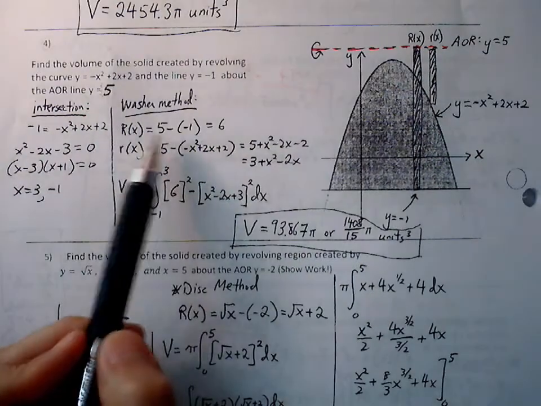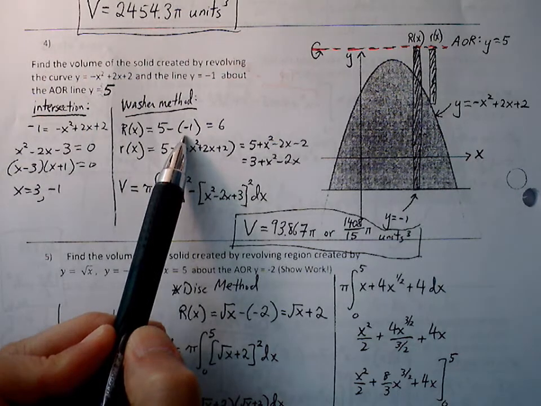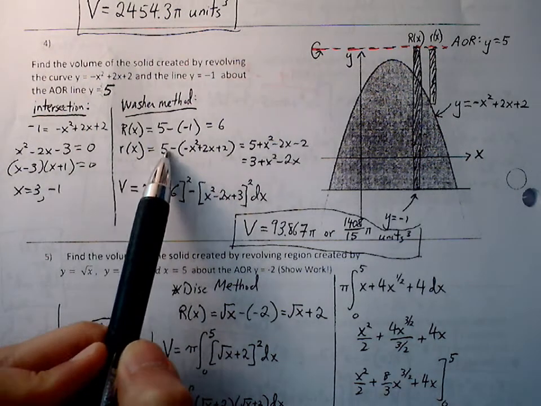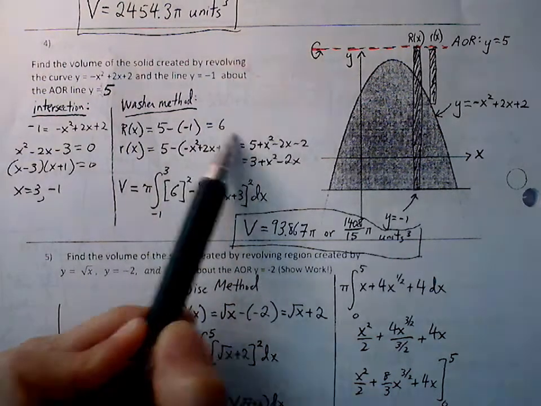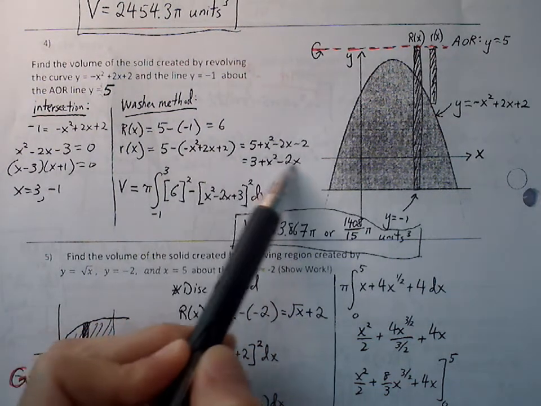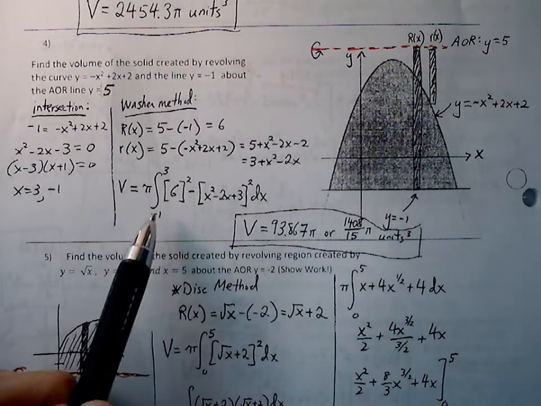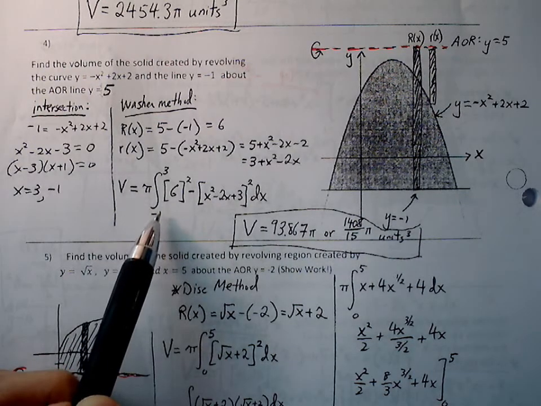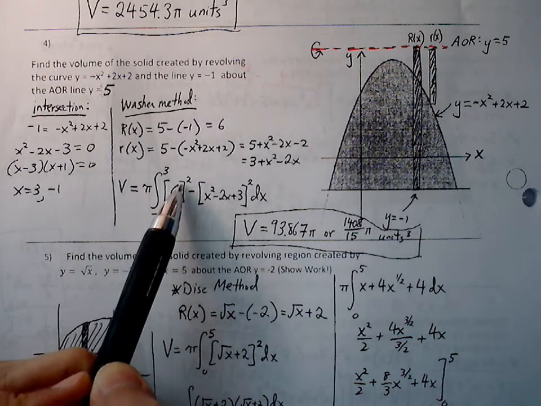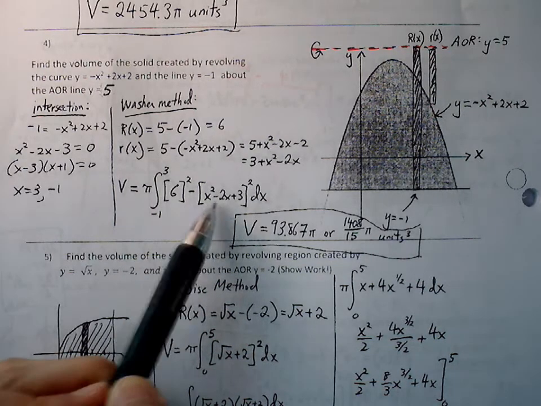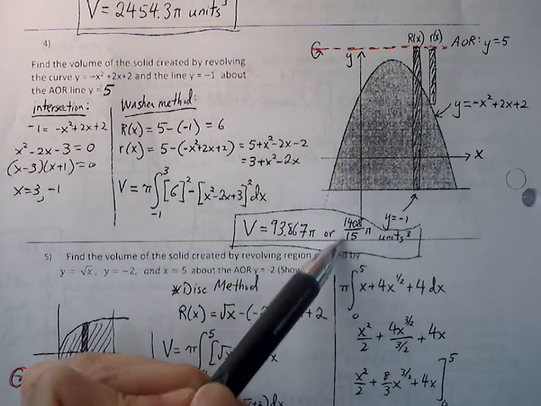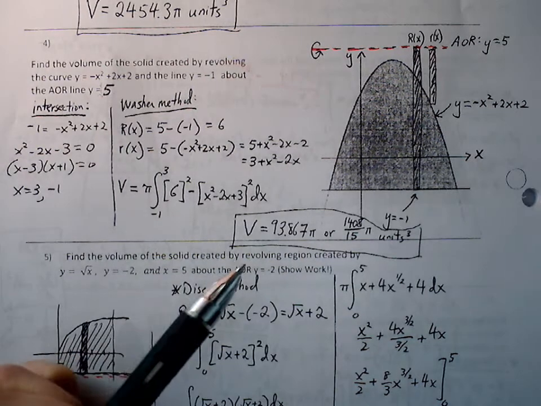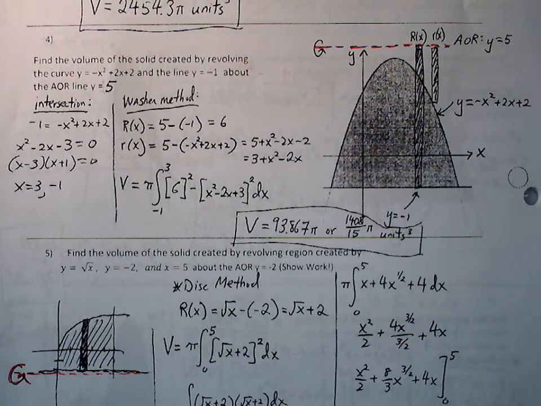So big radius, 5 minus negative 1, top minus bottom. Little radius, top minus bottom, 5 minus parentheses, negative x squared plus 2x plus 2. Distribute the negative through, combine like terms, and now we have our volume formula, pi, integral from negative 1 to 3, big radius squared minus little radius squared. Enter in our calculator, leave the pi out of our answer. We get 1408 over 15, and then attach that pi, cubic units.